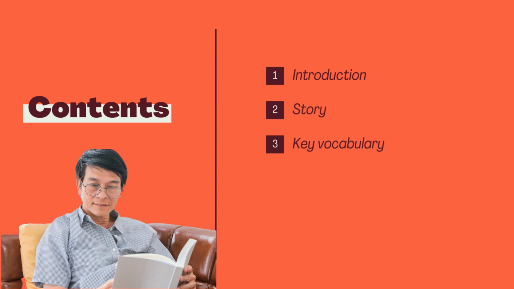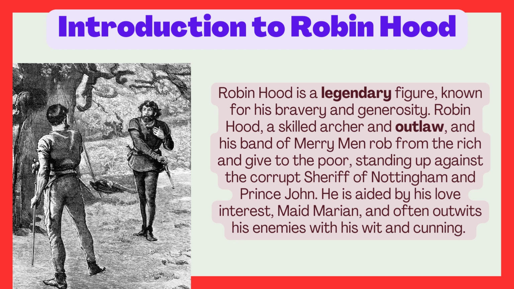So let's get started with today's story, which is the story of Robin Hood. Robin Hood is a legendary figure known for his bravery and generosity. Robin Hood, a skilled archer and outlaw, and his band of merry men rob from the rich and give to the poor, standing up against the corrupt Sheriff of Nottingham and Prince John. He is aided by his love interest, Maid Marian, and often outwits his enemies with his wit and cunning.